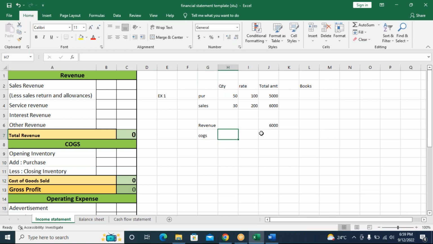So how much quantity have I sold? 30. Yes, very good. So I have sold 30 books. Now for these 30 books, what is the cost I have incurred? Means how much amount have I paid? Is it 200 or 100?